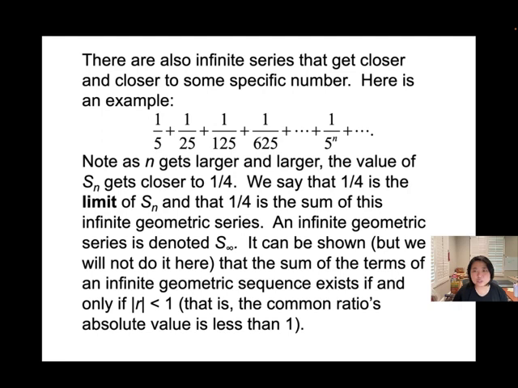And there are also infinite series that get closer and closer to some specific number. Here is an example. Note as n gets larger and larger, the value of Sn gets closer to 1 over 4. We say that 1 over 4 is the limit of Sn, and that 1 over 4 is the sum of this infinite geometric series. An infinite geometric series is denoted as S infinity. It can be shown that the sum of the terms of an infinite geometric sequence exists if and only if the absolute value of R is less than 1. Okay, R has to be less than 1.